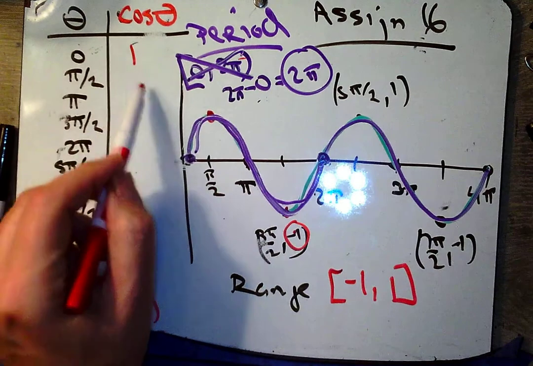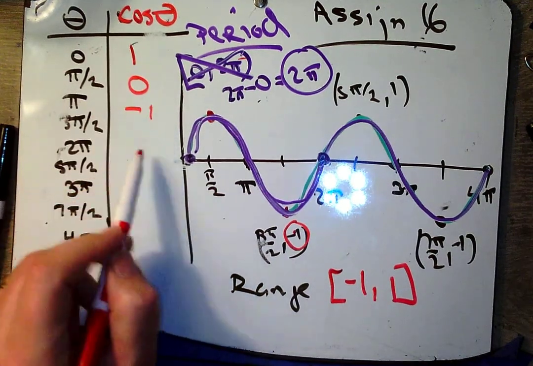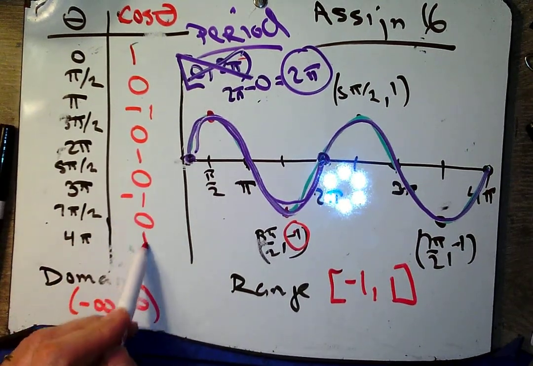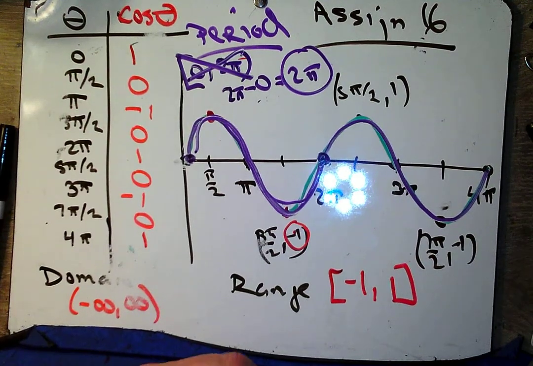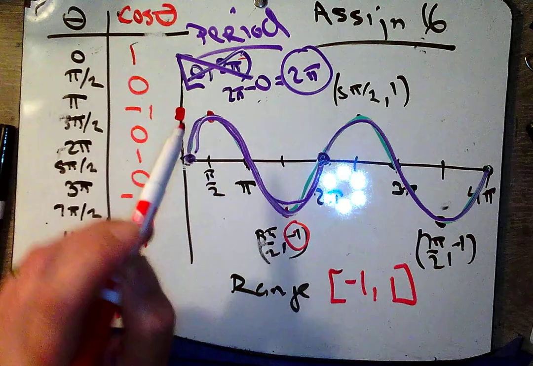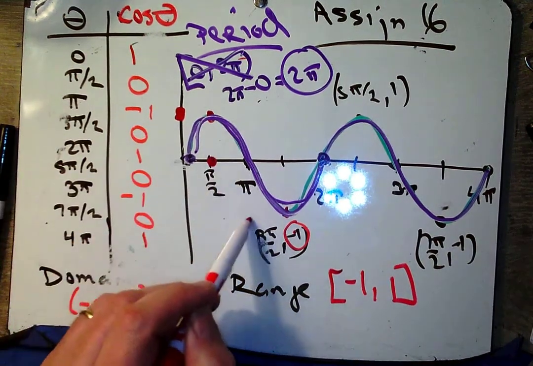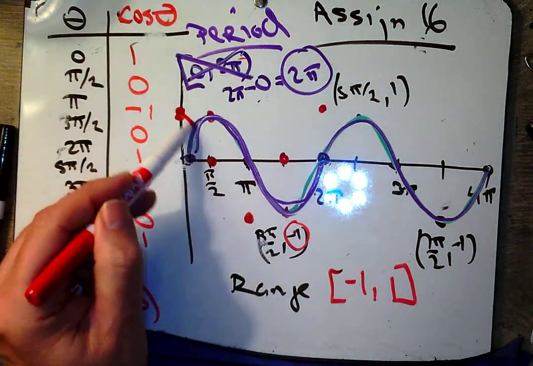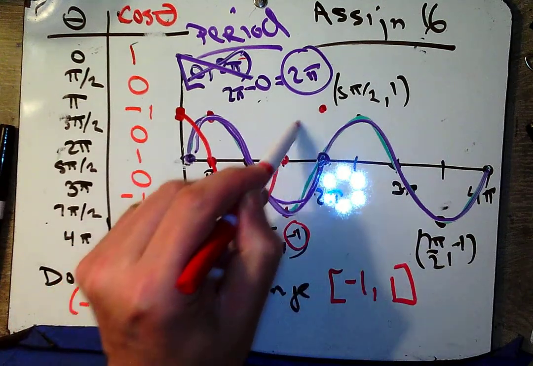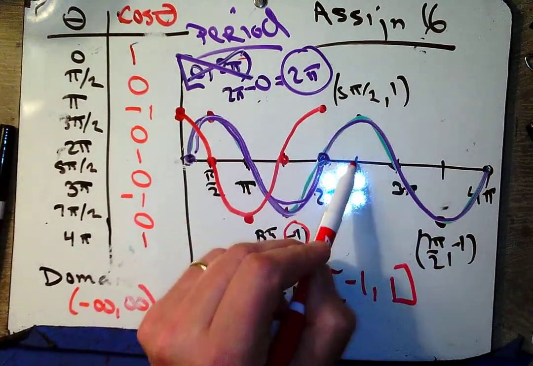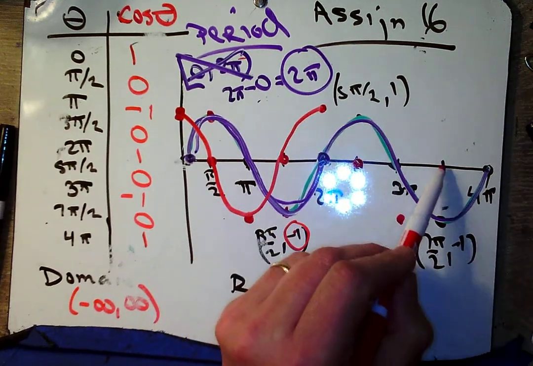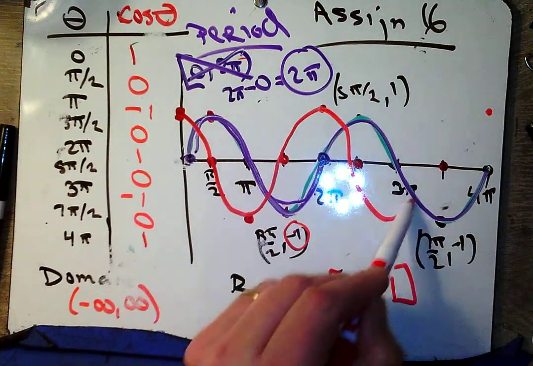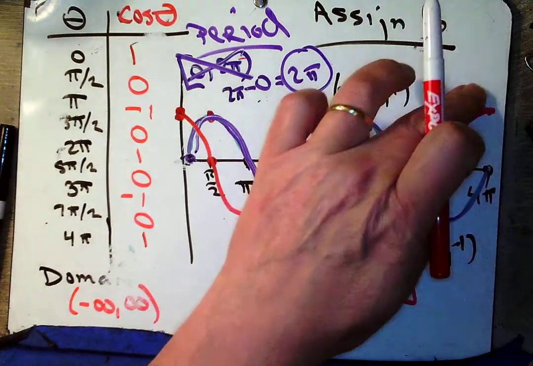Hey, welcome back. Did you have 1, 0, negative 1, 0, 1, 0, negative 1, 0, 1? Me too. So we're going to start here at 0, 1. We're going to go down to 0 at pi over 2, hit the bottom at pi, and then back up again. Plonk it down, plonk it up, plonk it down. And 5 pi over 2 is 0, 3 pi is negative 1, 7 pi over 2 is 0, and 4 pi is positive 1. Oops. There we go.